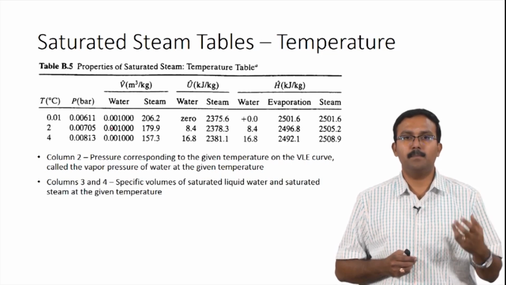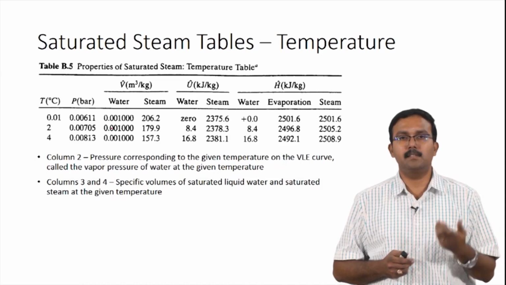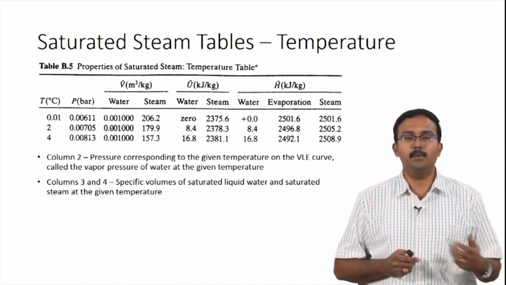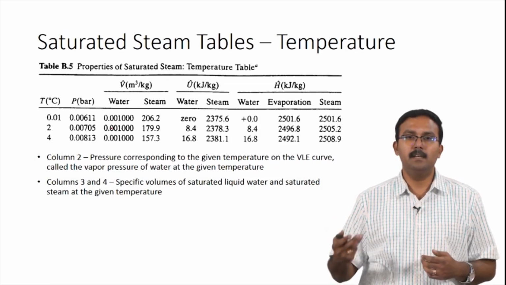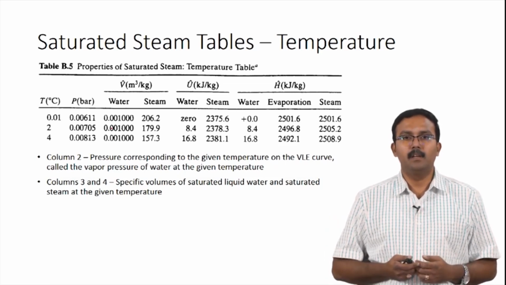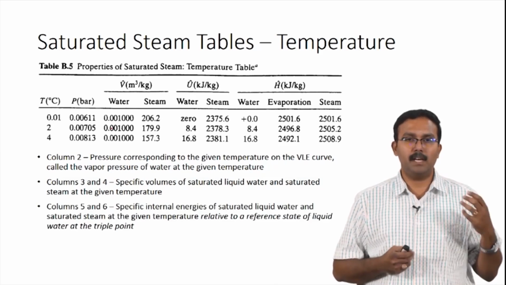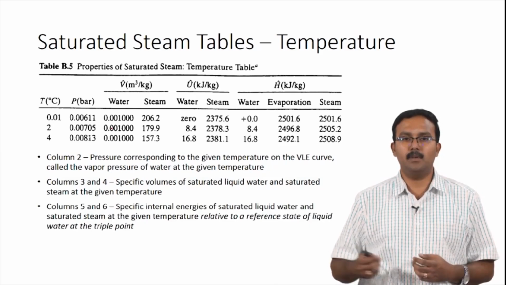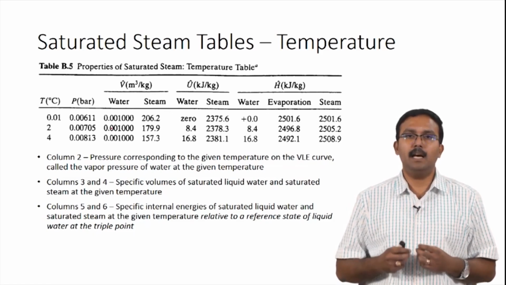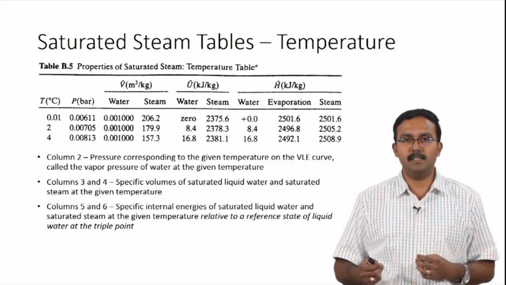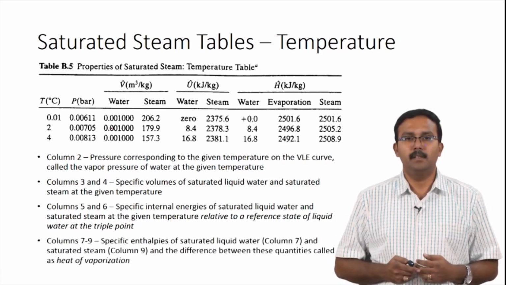So, column 3 represents the specific volume of the liquid water which exists in the vapor liquid equilibrium, and the specific volume of the steam which exists is given in column 4. You have columns 5 and 6 giving the specific internal energies of saturated liquid water and saturated steam at given temperatures. These values are relative to the reference state, which is the liquid water at the triple point.